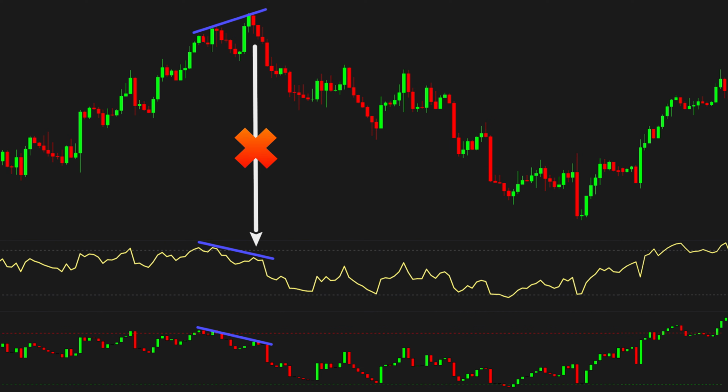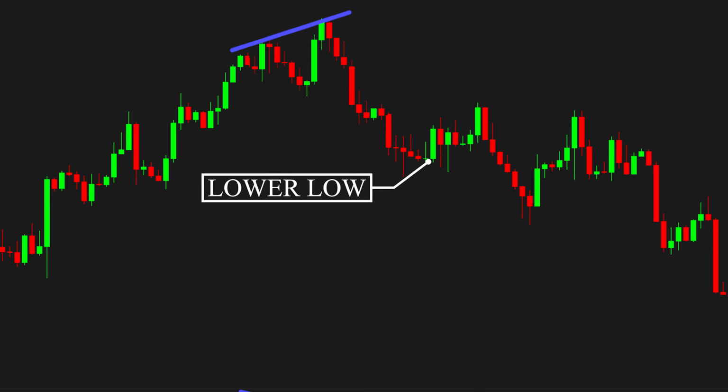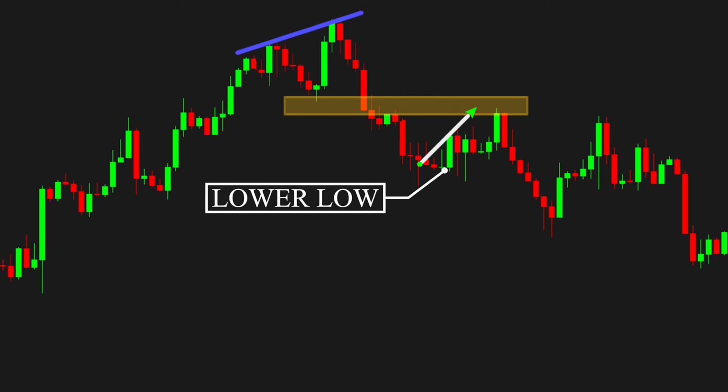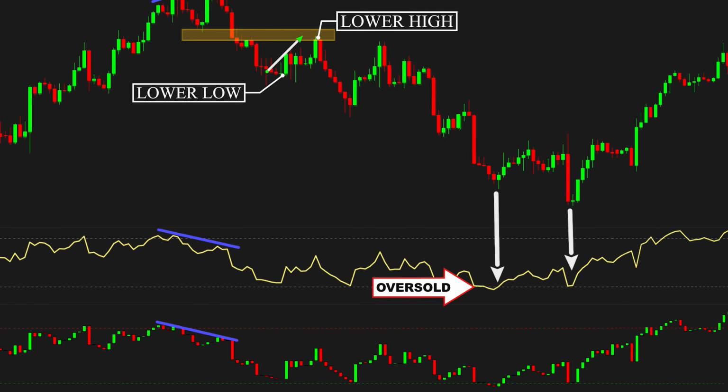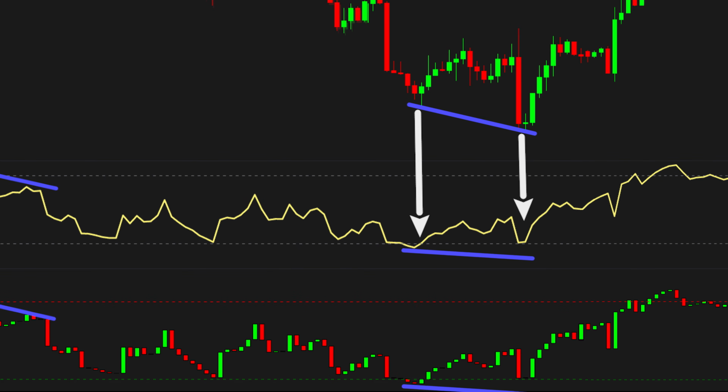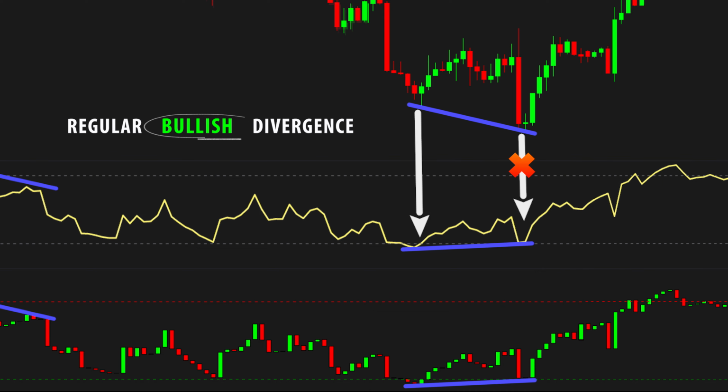Instead of creating a new higher high, the price is continuing to fall and creating a new lower low. Price tests the previous higher high or higher low before forming a new lower low. Retracement point is lower high. When the price is oversold, the oscillator fails to make a new lower low. The price and the oscillator are diverging from each other, and this type of divergence is called regular bullish divergence.